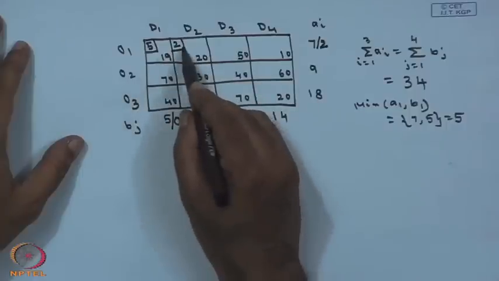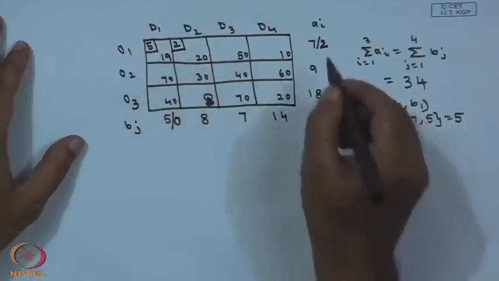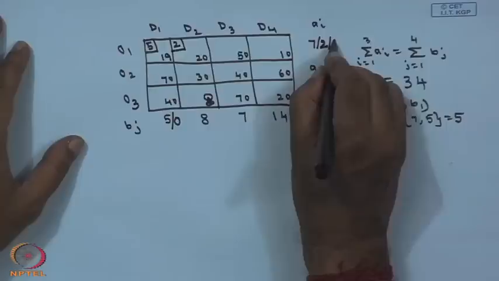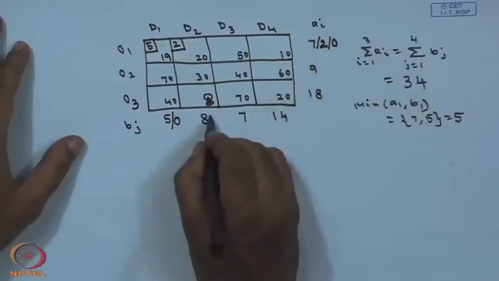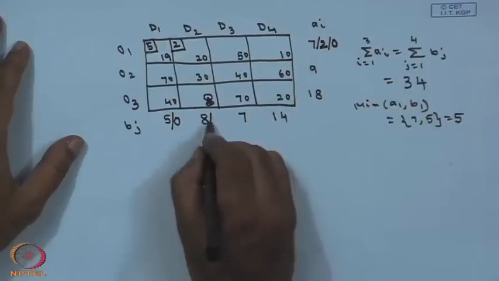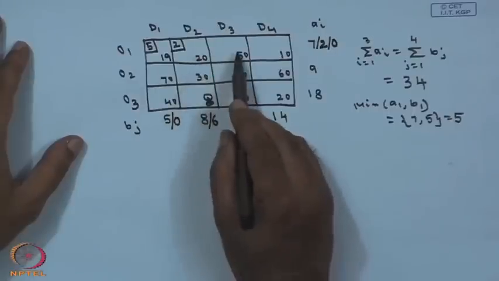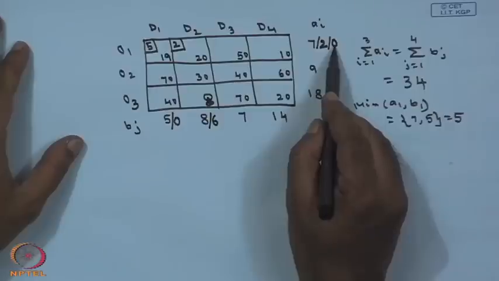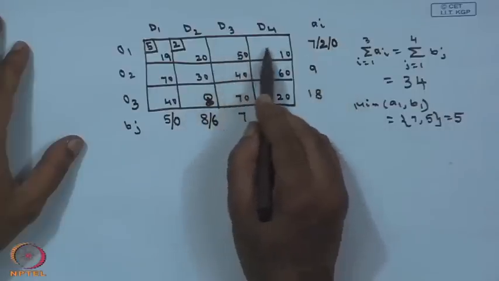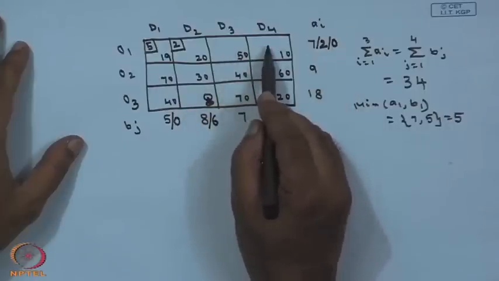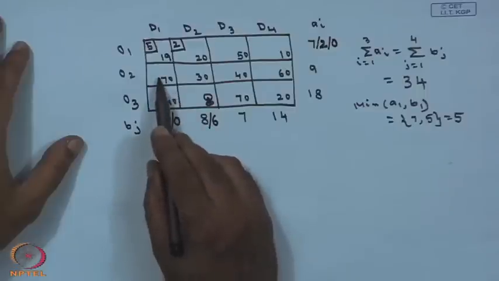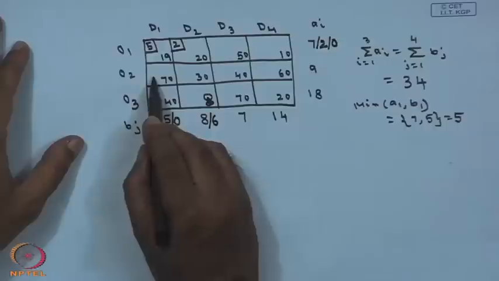So, once you are allocating 2 to the cell 1 2, your availability for this source now becomes 0, whereas demand for D2 now reduces to 6. Okay. Now, go to the next one. Now, it has become 0. So, therefore, you cannot allocate anything in this row. In the next 2 cells, go to the next one, then start to the next row.